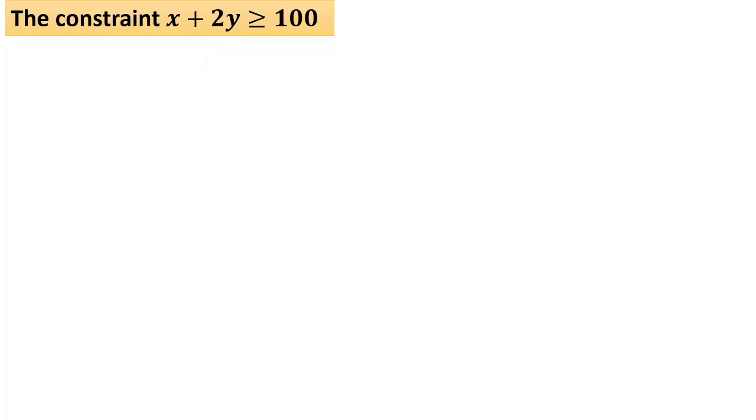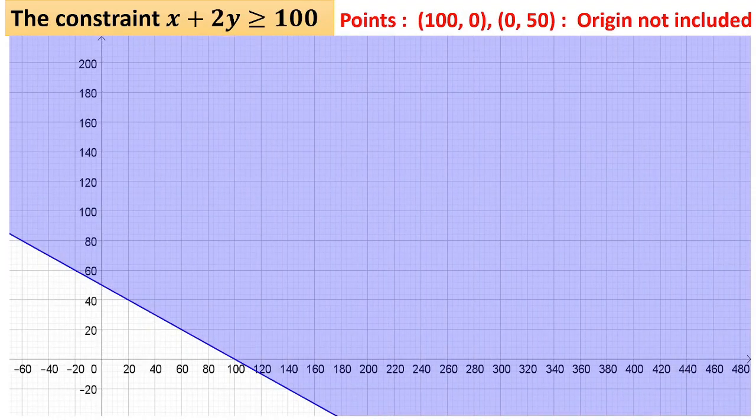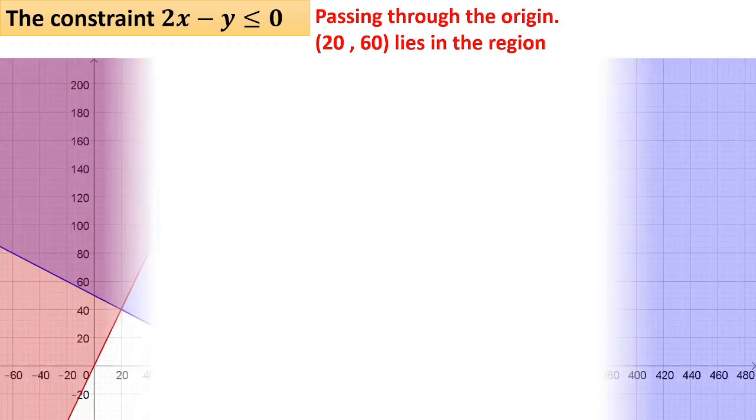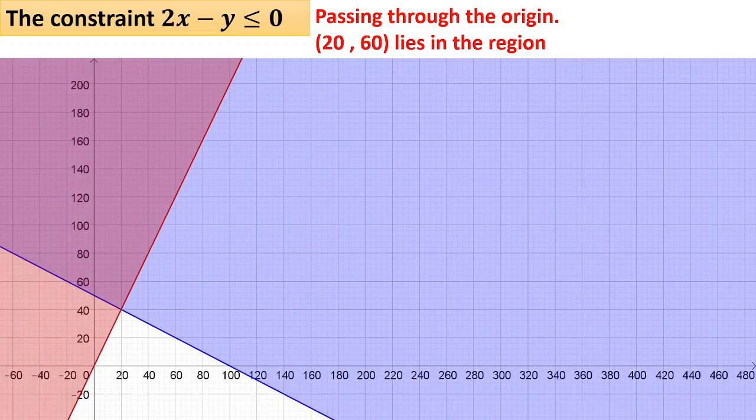Let me take the first constraint, x + 2y ≥ 100. These are the points. Origin not included. I have taken 20, 40 on the x-axis and 20, 40 on the y-axis also. Taking the next constraint, it passes through the origin, and (20, 60) lies in the region. When I put 20, 2 into 20 is 40, 40 minus 60 is less than 0. Therefore you are getting (20, 60) in the top one. Therefore, you have to take the top region. You can take any other point and check whether that point lies in the region, either the bottom one or the top one.